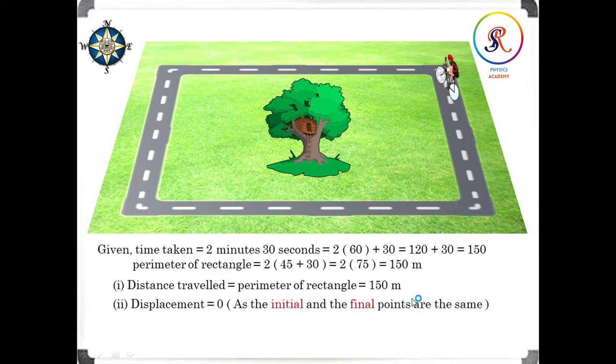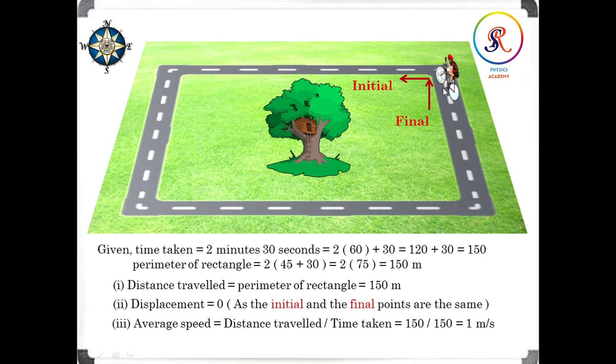Next is displacement. For displacement, which one is the initial point and which one is the final point? In this problem, this is the initial starting point. And which one is the final point? Because it has taken one round, it has again reached the same point. So we know that displacement equals final point minus initial point. So in this situation, the displacement is 0. Distance means total length covered, nothing but the perimeter of the rectangle, so here we got 150 meter. But displacement means where it is initial and where it is final, and it is reaching the same point, so in that case the displacement is 0.